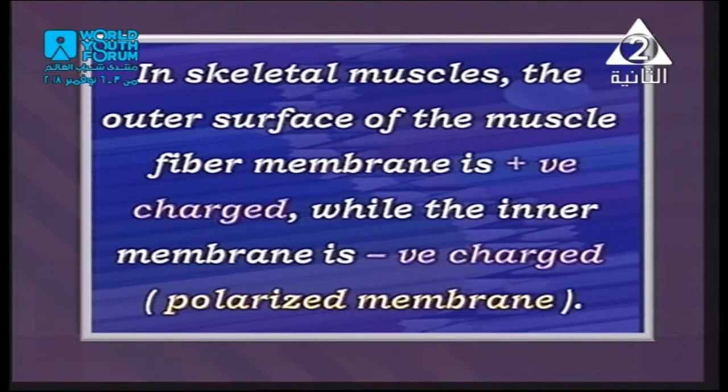Number one, in the skeletal muscles. Again, what we need to know is how your muscle contracts or relaxes. The skeletal muscle has two surfaces, the outer surface and the inner surface. The outer surface is positively charged, while the inner surface is negatively charged. So we have what? A polarized membrane. Polarized means it has two different charges.